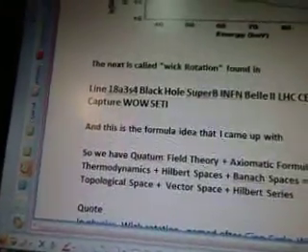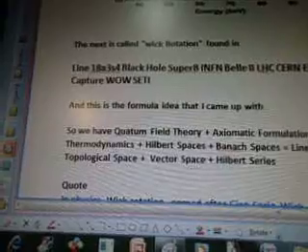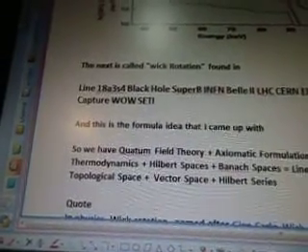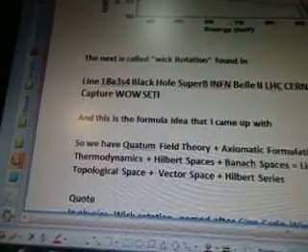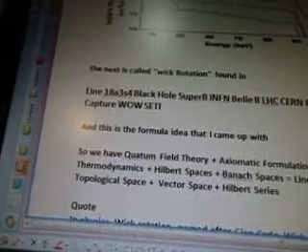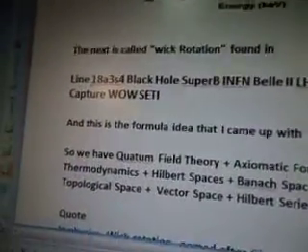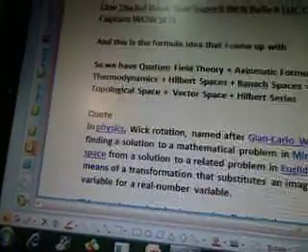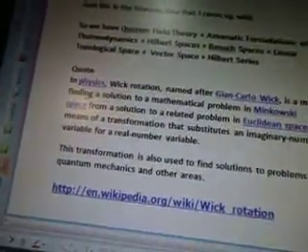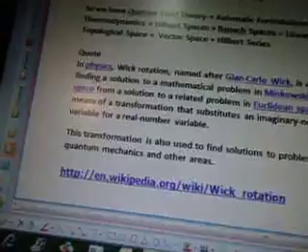So the next is called the Wick rotation. This is found in line 18A, 3S4. Black hole super B infin bell to LHC CERN electron capture WOW SETI. That's the title of the video, just so you know. And this is the formula idea that I came up with.